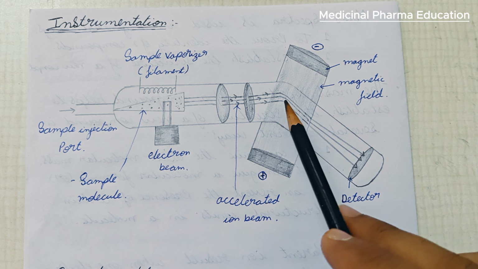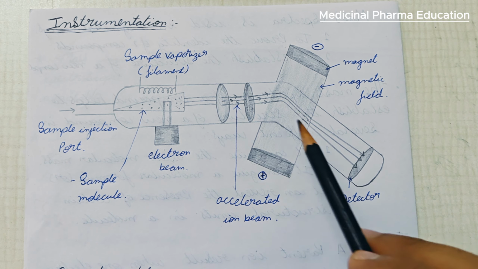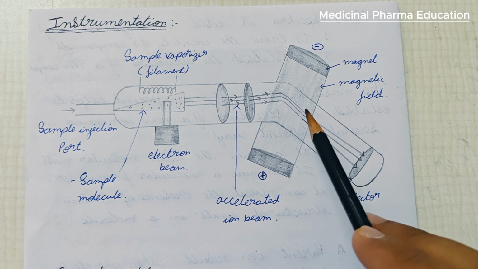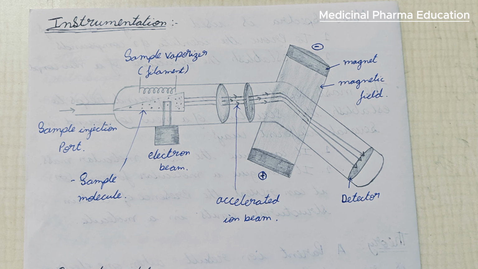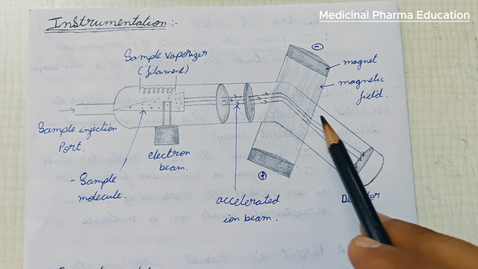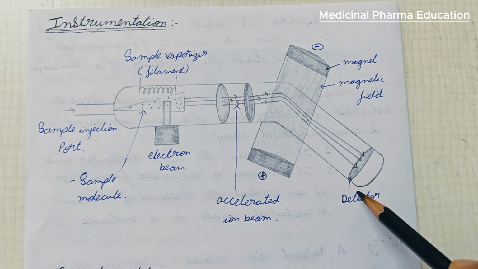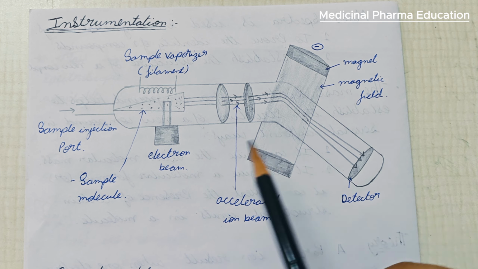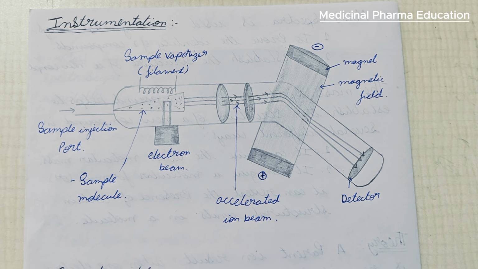Here, lighter molecules will be on the top and heavier molecules will be on the bottom. They arrange according to the mass, since the charge is all similar. This is the detector. We use a photomultiplier, Faraday's cup, etc. as the detectors. This is the basic instrumentation. I hope you are understanding it.